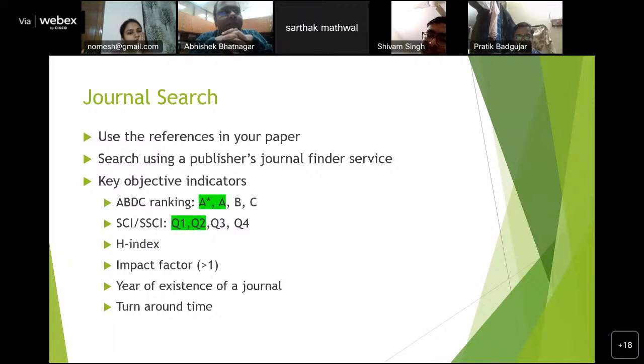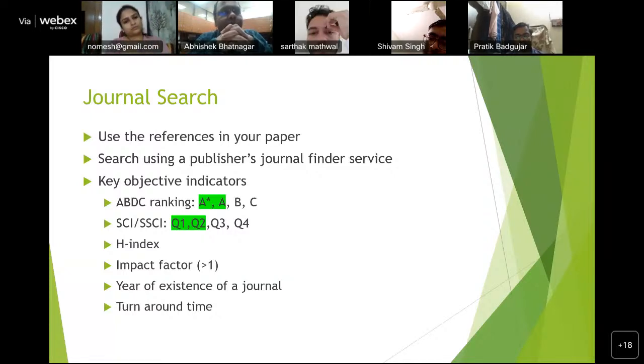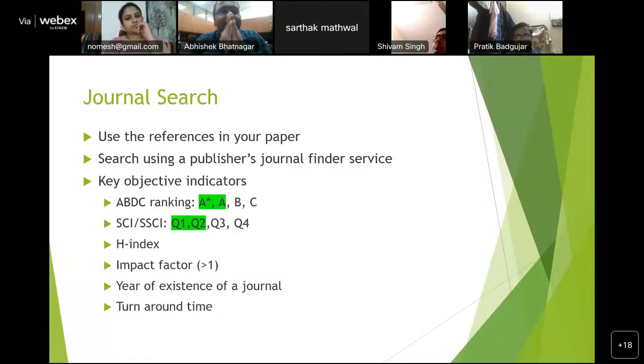For example, you say that I'll use some ABC keyword because it looks good, but no one would be able to search it as it is quite unique. So use those generic sort of keywords which help people to reach your work. And there are some objective indicators of journal metrics. One is the ABDC ranking. So this is A star, A, B, and C. So you should target A star and A.